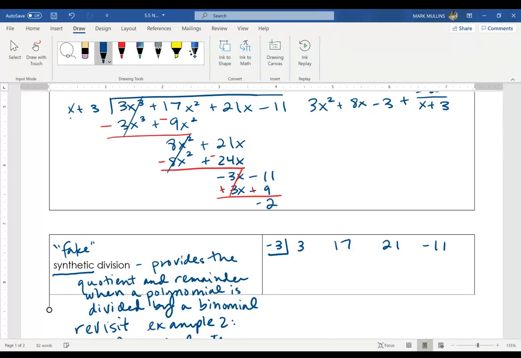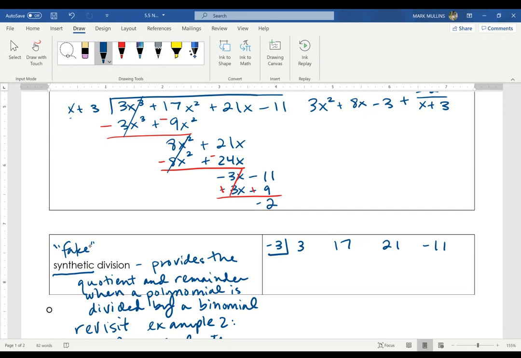And it's really important that they are exactly in descending order. And if I have any zeros, that I fill it in with a 0. Like if I was missing my x squared, I couldn't just write down the 3 and then the 21. I would have to put a 0 for the x squared. I'd have a placeholder there. So I have cubed, squared, x, and constant.